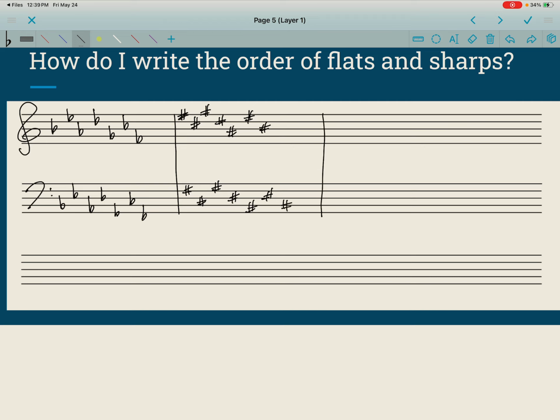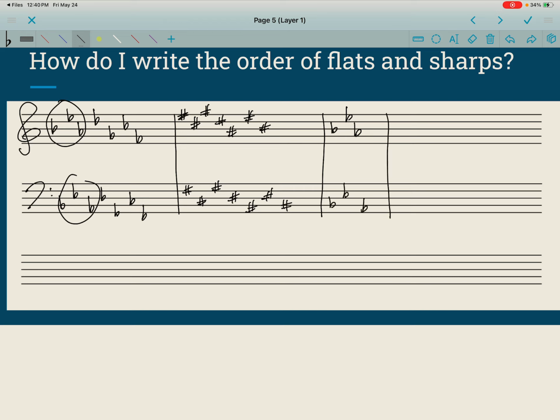So, if I was writing a key signature for something that had 2 or 3 flats, let's say 3 flats, you're going to write them in this order. You're just going to take the first 3 flats that you wrote. So, over here and over here. So, B flat, E flat, A flat, right? And then over here you have B flat, E flat, A flat. So, it would be the same thing.